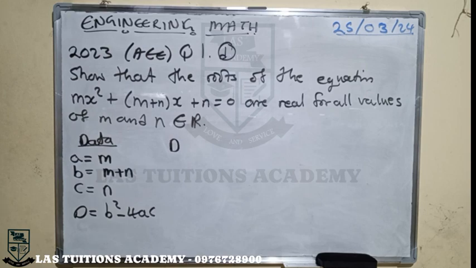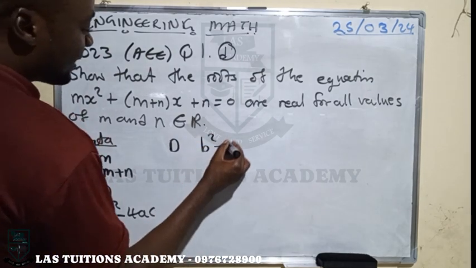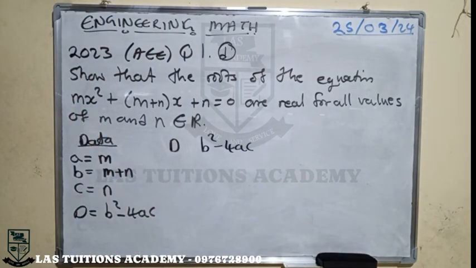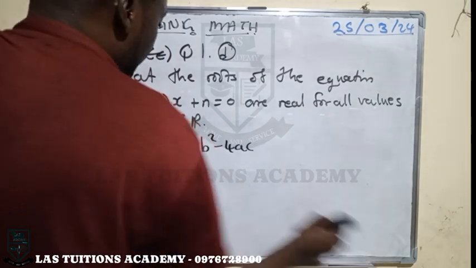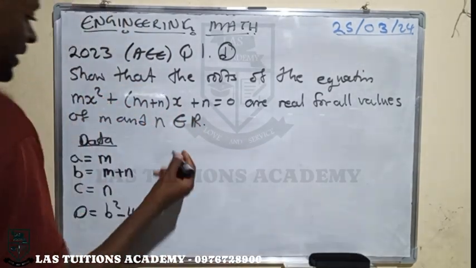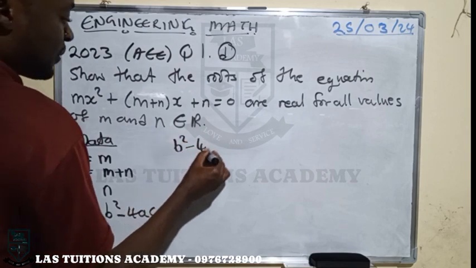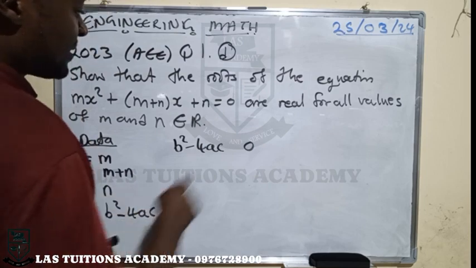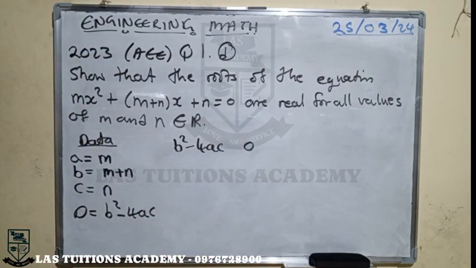Here there is b squared minus 4ac. But what should we put there? Okay, what I mean is this our d, the b squared minus 4ac, there's 0 there. Is it going to be greater than 0? Is it going to be less than 0? Or what is it going to be to show that the roots are real? Not real and equal, not real and distinct, but real. What sign are you going to use there?